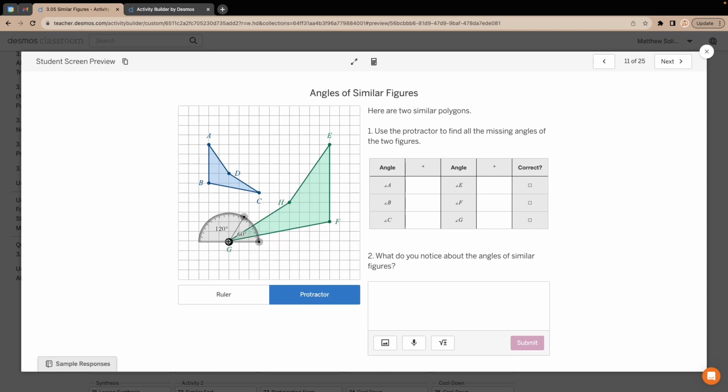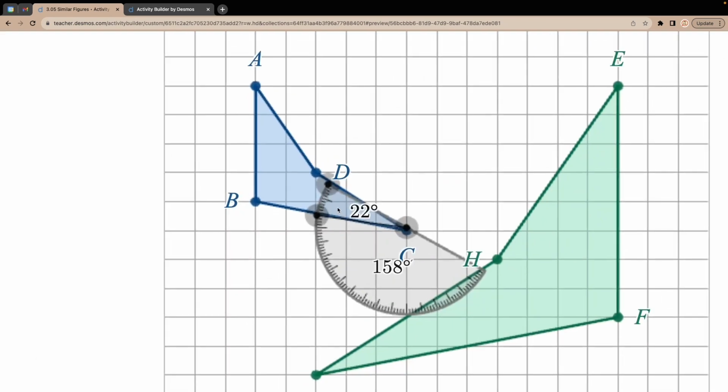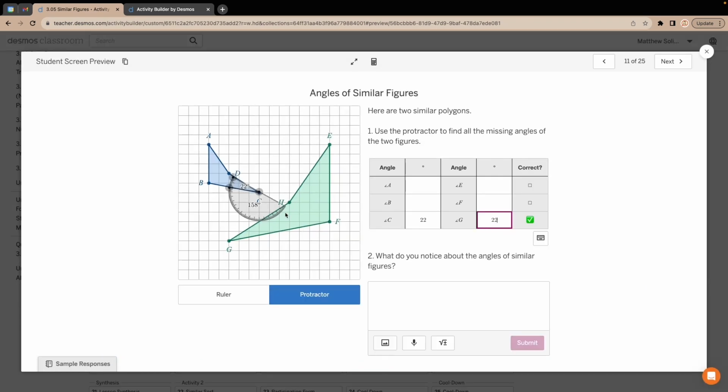Let's look at the angles. If we used a protractor here to measure these angles, what we're going to notice is angle G is 21 degrees. Let's look at angle C. Angle C is also 21 degrees. It might be 22, honestly. Let's see. That one was 22. The angles are the same. They are not multiplied by 2.